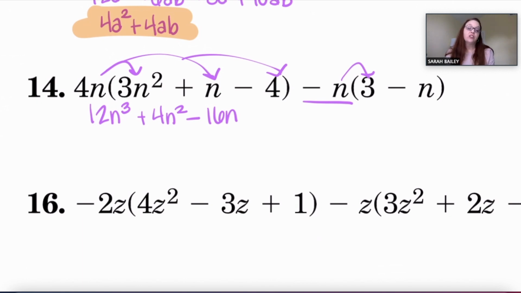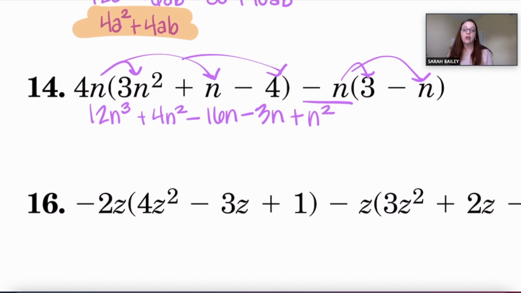You can think of this, though, as negative n times 3. So that would be negative, or in this case, minus 3n. And then I'm going to do negative n times negative n. So that's positive n squared.